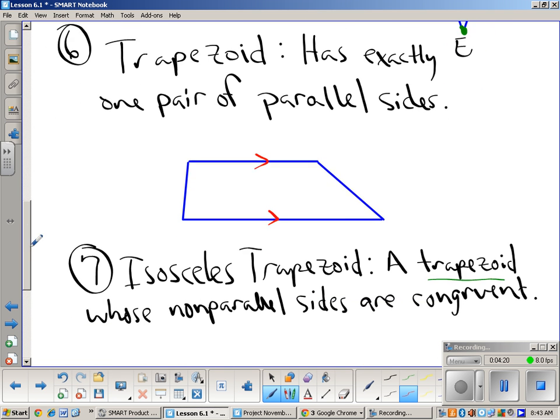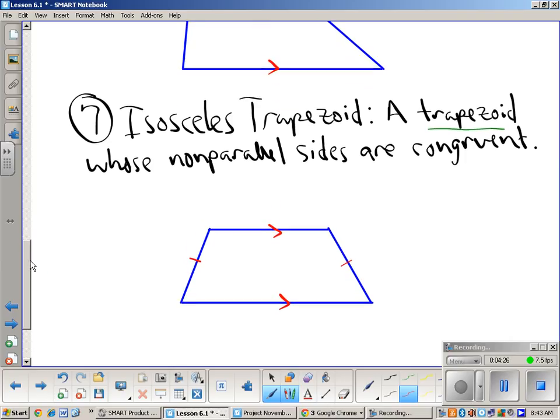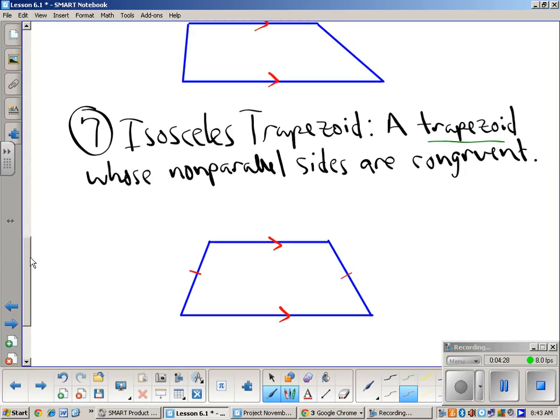Trapezoid has exactly 1 pair of parallel sides. Nothing special about the angles or the non-parallel sides. And then the isosceles trapezoid, the last one. So it's a trapezoid whose non-parallel sides are congruent. And as we talked about in our activity at great length, these base angles are going to be equal. I guess it's going to be true. That's a theorem we'll learn later, okay? So we won't plug those in right now, but it is going to be true. All right? Pause just for a moment.